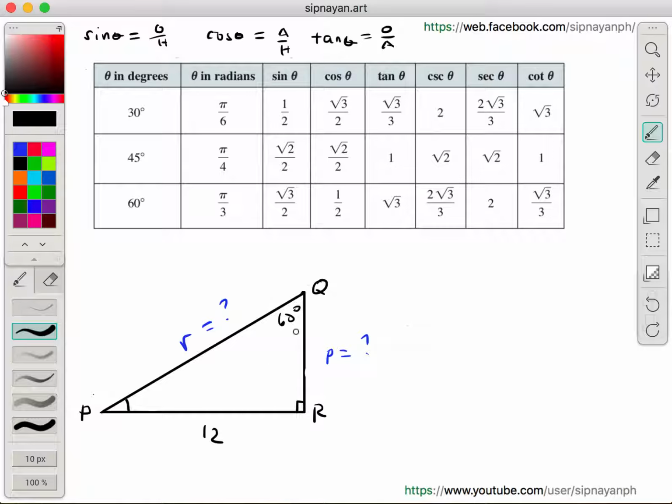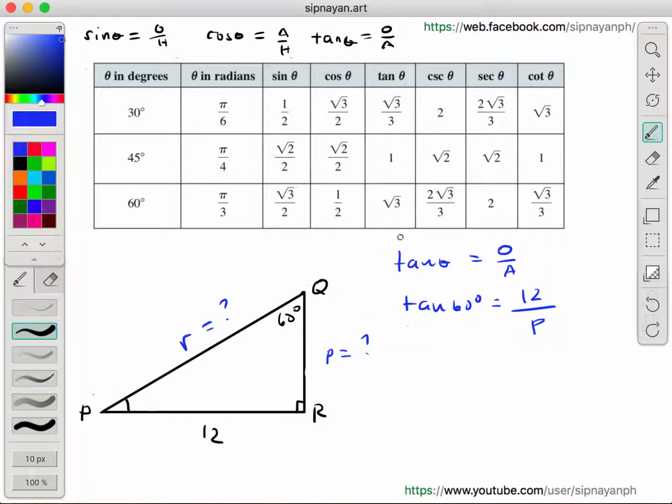So, yung 60 is the angle, and 12 is the opposite of the angle. So, opposite ng angle tsaka yung adjacent ng angle. What is opposite and adjacent? Anong formula pwede natin gamitin? Tangent. So, meaning this is tangent theta. Tangent theta is opposite over adjacent. The opposite side of the angle over the adjacent side. So, ang theta natin dito is 60 degrees, meaning tangent 60 degrees is equal to opposite, 12 natin, over the adjacent side, which is P.